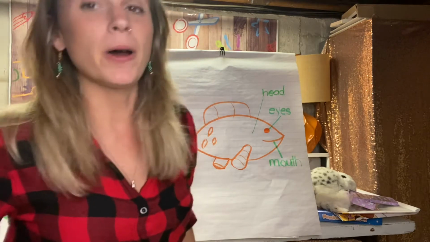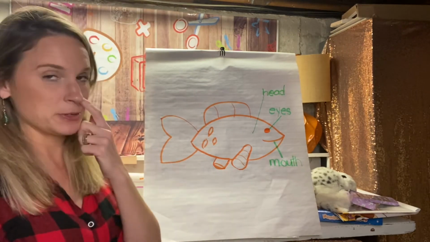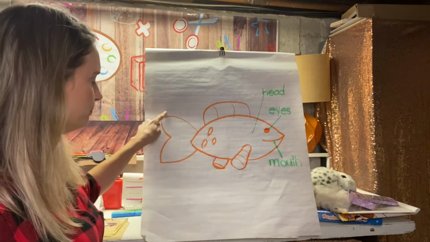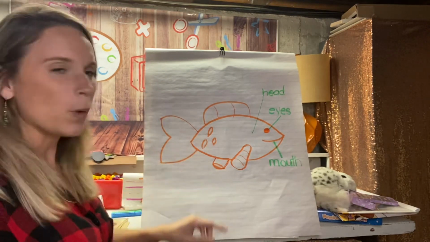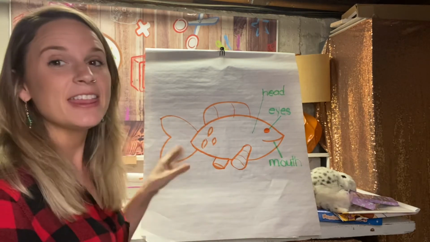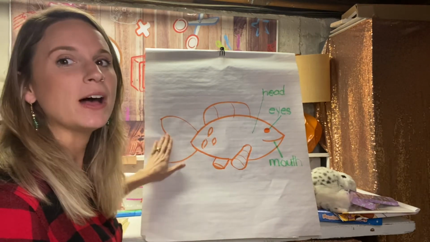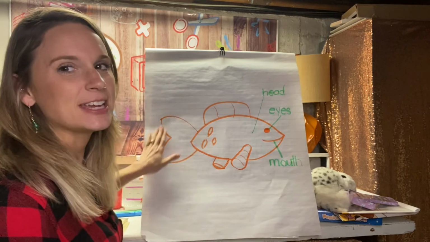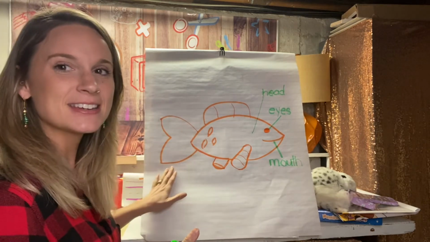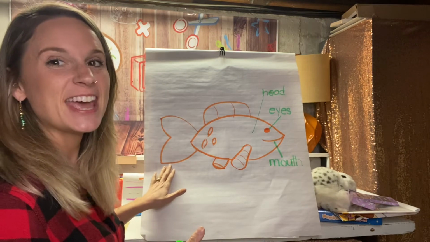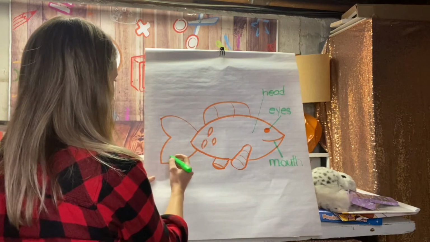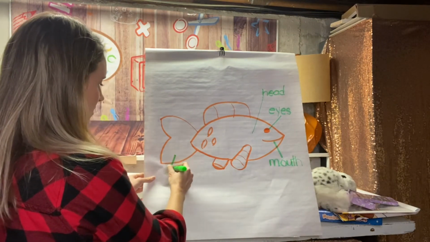Now another part of a fish, and lots of animals have these, is this thing right here. What do we call that part of a fish, or even on a dog or a cat? They have this part as well. Only theirs is a little longer, skinnier, and wags, huh? Can you guess what this part is called? Their tail. Tail.